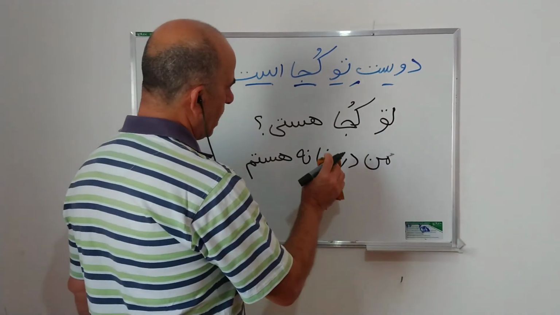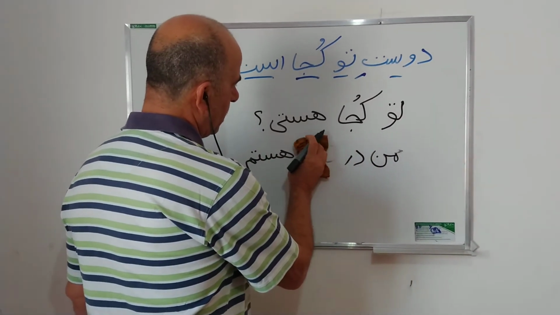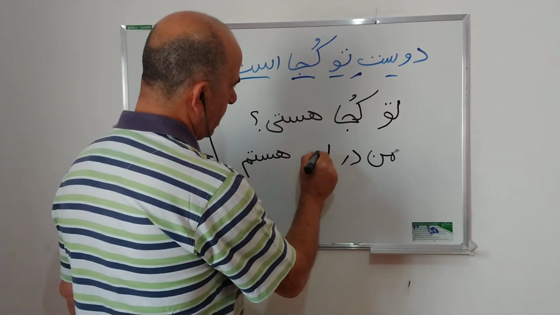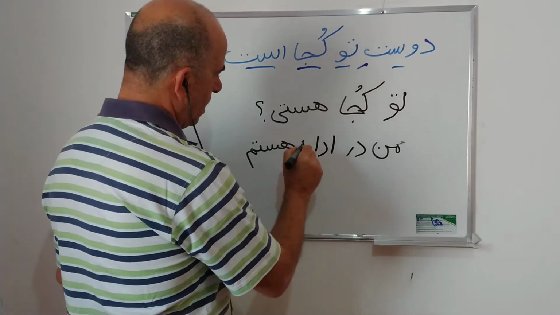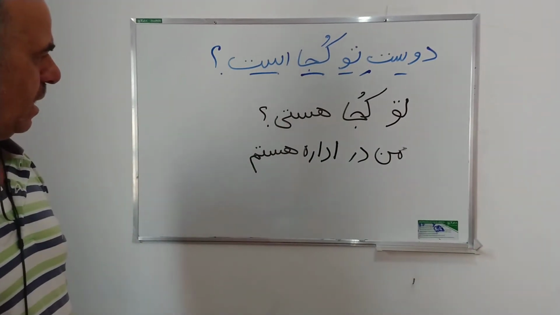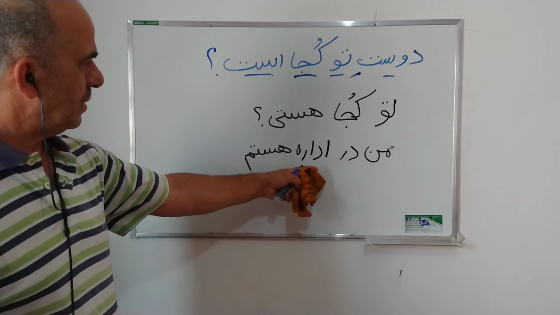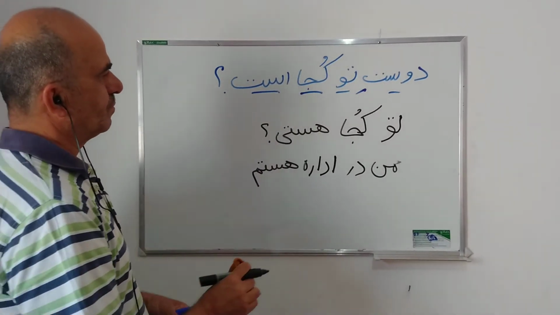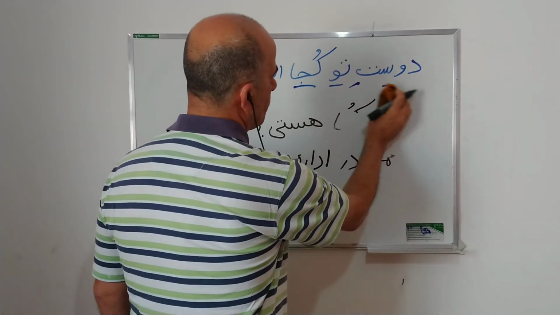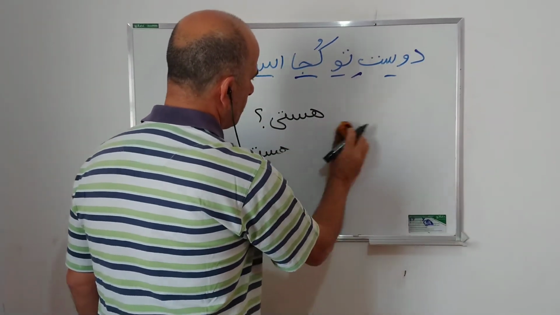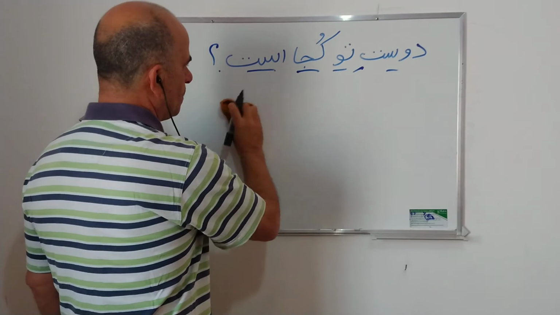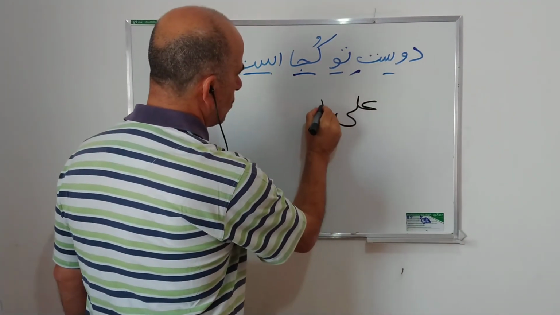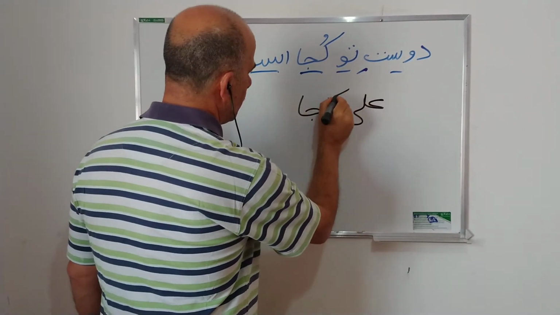من در اداره. اداره. I am at the office. Okay, من در. علی کجاست؟ Where is Ali?